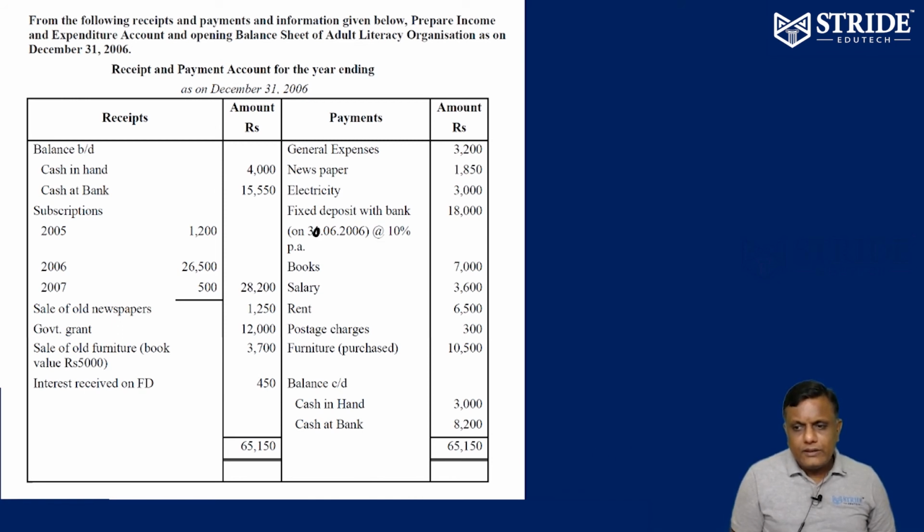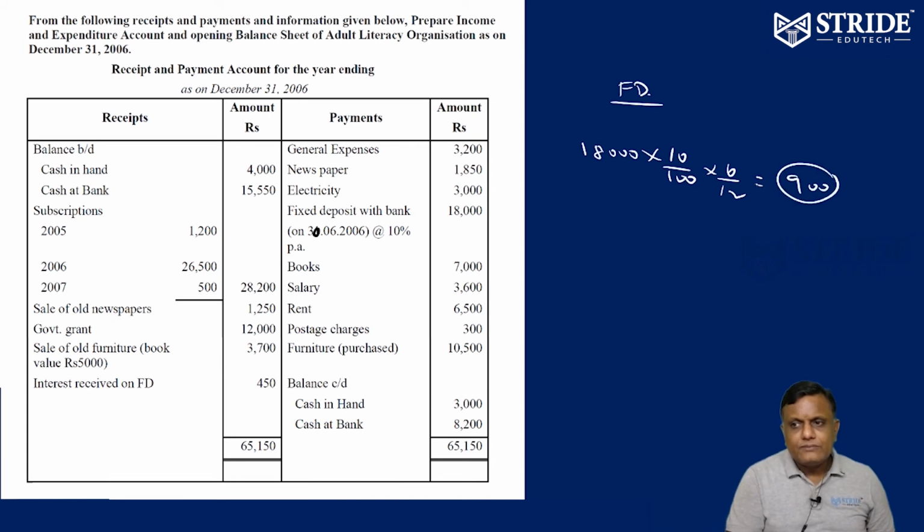Calculation part we can do here. FD we deposited 18,000, for 6 months, July 1 to December: July, August, September, October, November, December. So 10% for 6 months, 6 by 12. So 1,800 times 6 by 12 becomes 900. This is the interest supposed to be accrued. This 900 interest, already received how much?